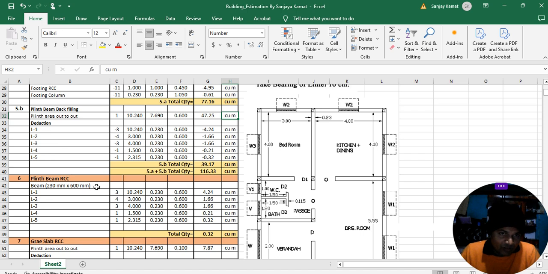See here, for L1, this is the length of the span, the length of the beam. How much is the length of L1? -3, and the number of lengths is also -3, and now we are deducting from this beam.